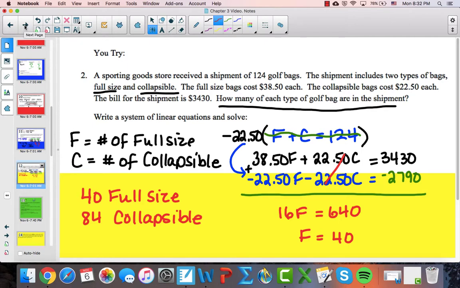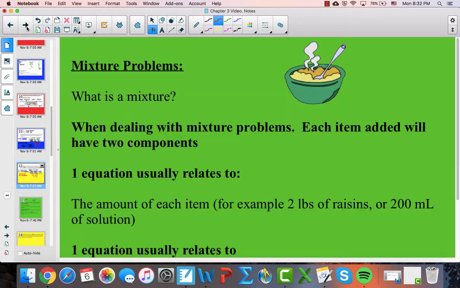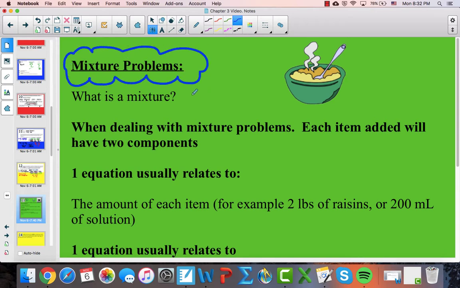Now we're going to look at the second type. This is the other one we're going to look at today. So we're only looking at 2 of them today. This is my favorite. Okay, I love these. These are called mixture problems, all right? So what's a mixture? You mix things, right? We mix them in a bowl. We mix them in bags.